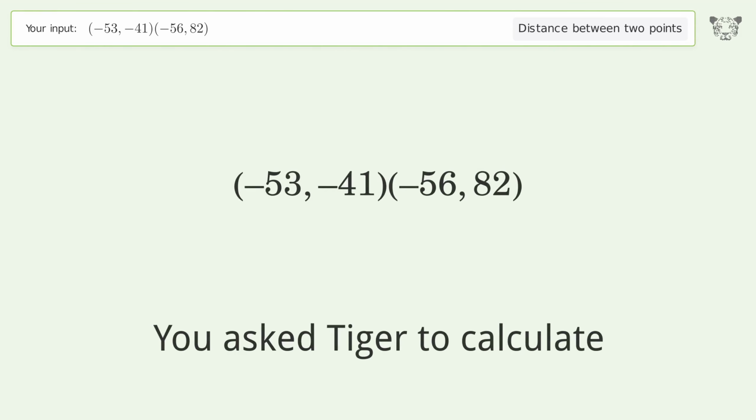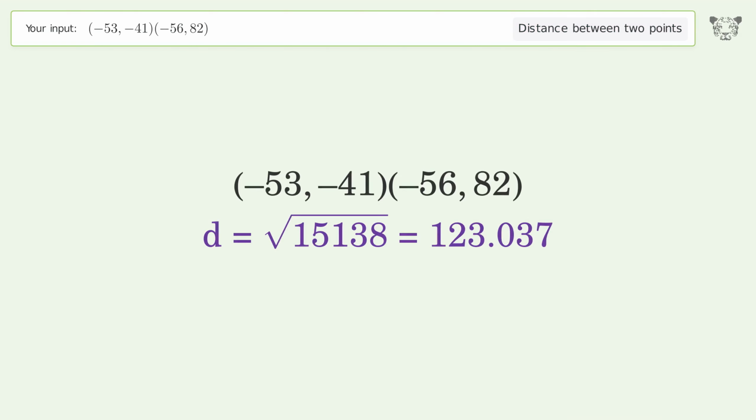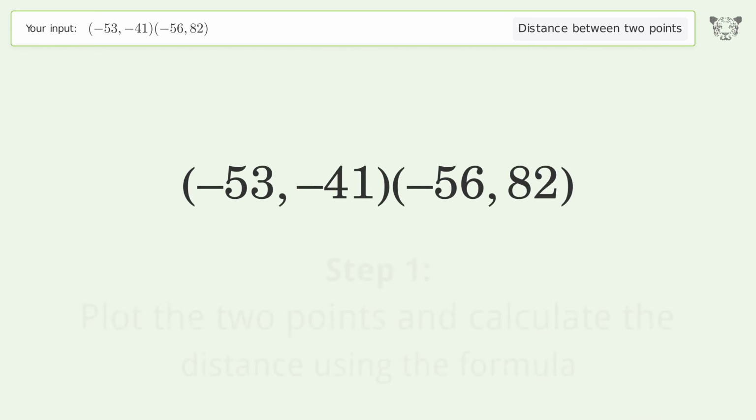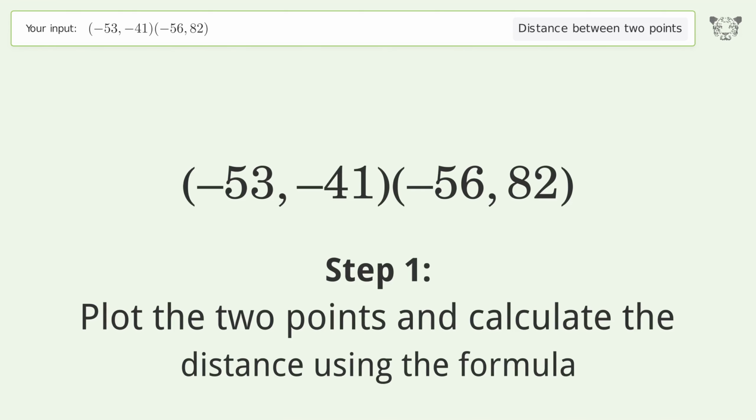You ask Tiger to calculate. This deals with the distance between 2 points. The distance between the 2 points is the square root of 15,138, or 123.037. Let's solve it step by step. Plot the 2 points and calculate the distance using the formula.